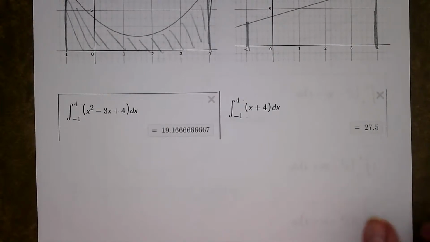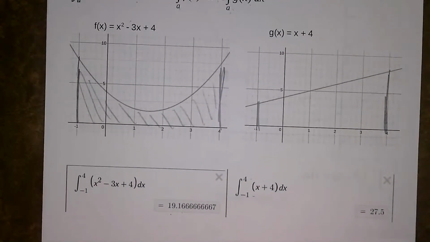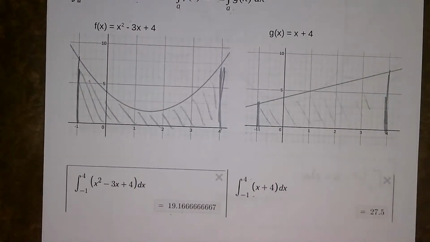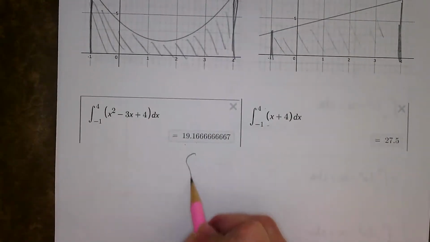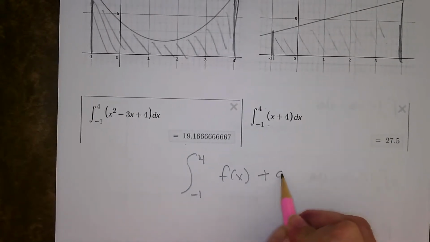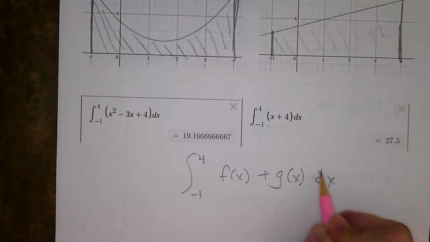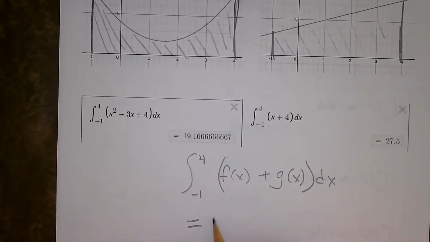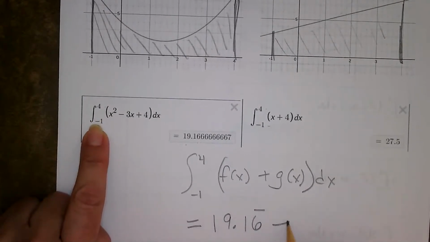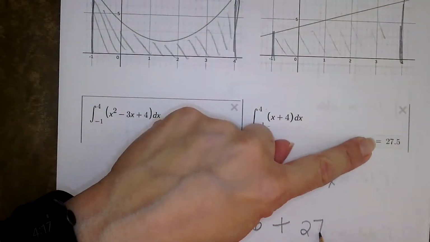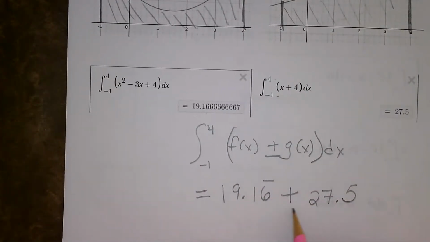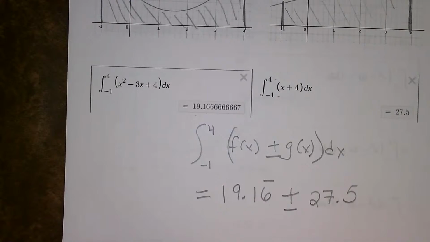So if I take, for my line, from -1 to 4, and I find this area, what I can say is that the integral from -1 to 4 of f of x plus g of x is the value of the f of x integral added to the value of the g of x integral. It works the same way if I wanted to subtract; I could subtract them.